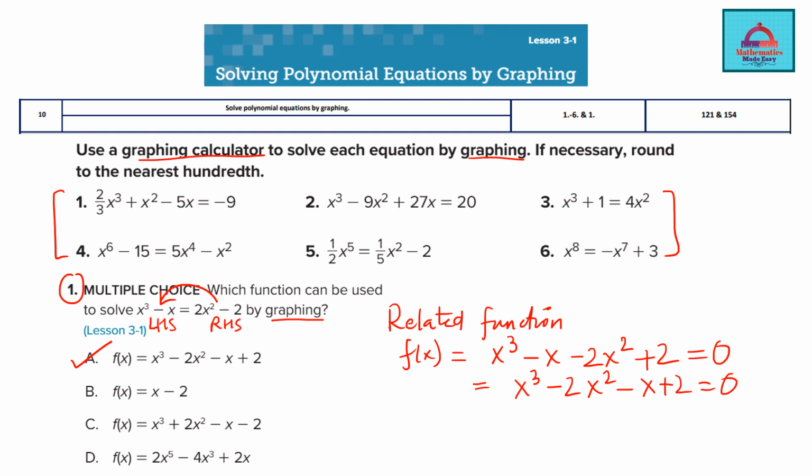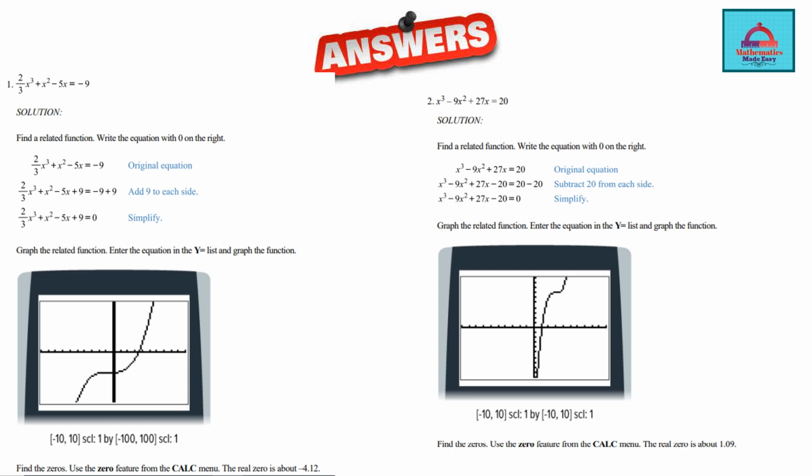Let's see how we solve 1 to 6 using the graphing calculator. So just like you did in the previous question, you find the related function. That means you write the equation with 0 on the right. So you move the 9 to the left hand side, or you add 9 to each side. So this is the related function. You graph the related function and use this instruction on your graphing calculator. You get the zeros from the calc menu, and the real zero, the point at which it is touching the x-axis, is negative 4.12.